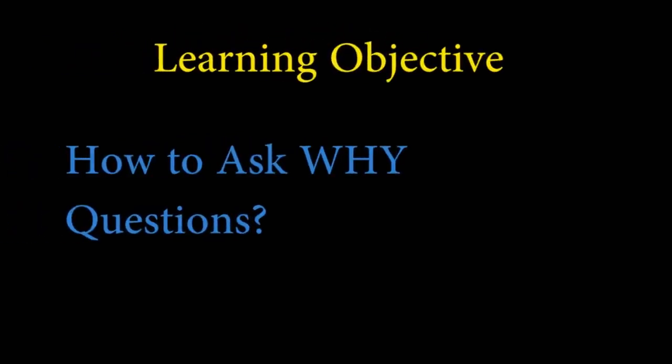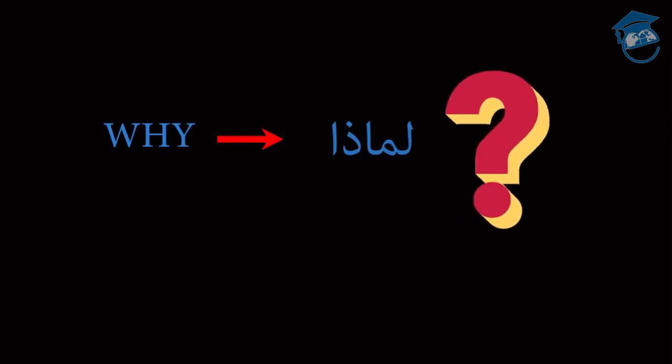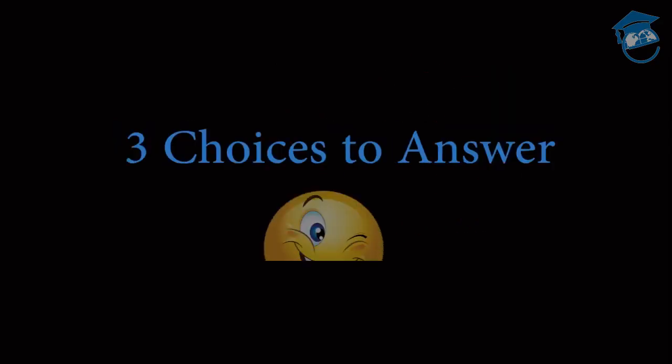In this lesson, we'll be learning how to ask why questions, and to answer them because. The way we say why in Arabic is limadha, limadha. If someone asks you a why question using limadha, there are three choices that you need to answer. You can use either li, bisabab, or lianna. Again, those choices are li, bisabab, or lianna.